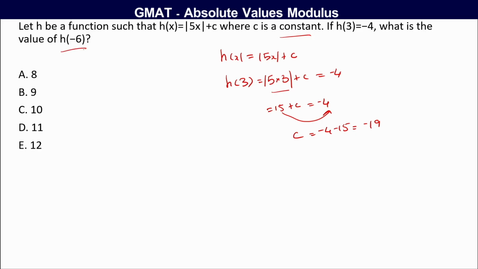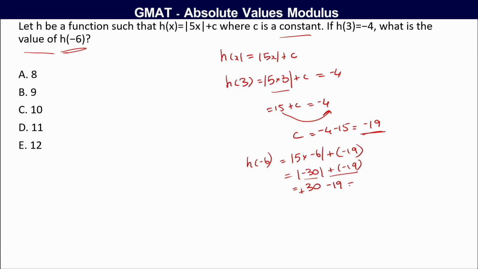Now the question is asking us to find the value of h of minus 6. So, h of minus 6 will be mod of 5 into minus 6 plus c, that is minus 19. Modulus of minus 30 plus minus 19. Mod converts minus 30 into a positive value, plus 30, so we have 30 minus 19, which comes out to be 11. That is option D.